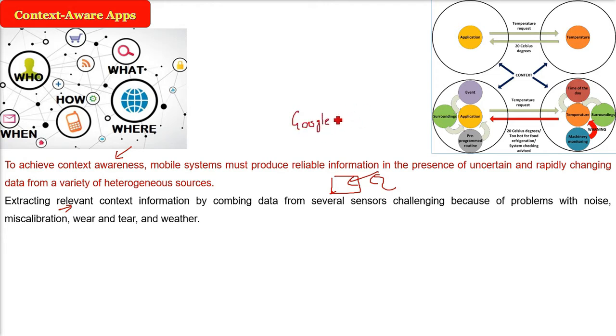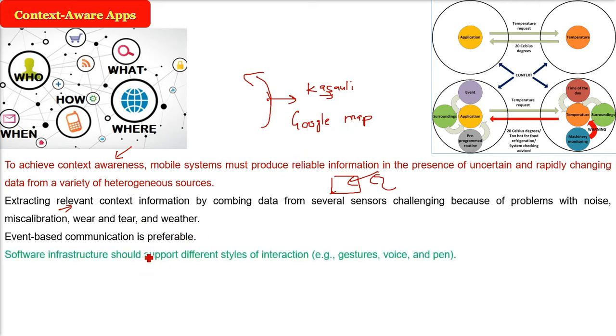Let me give you an example again of Google Map. One time, 10 or 8 years back, I was going to some place and it showed to go to the right and we went to an altogether different place. But now things have changed because the data is coming and good data is coming. So event-based communication is preferable and preferred.